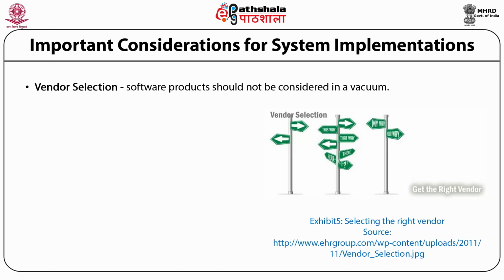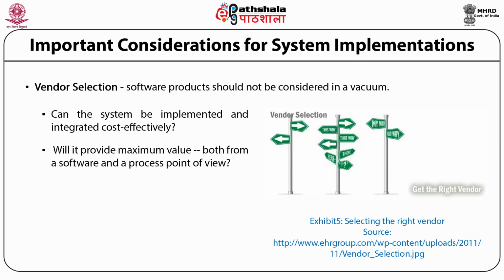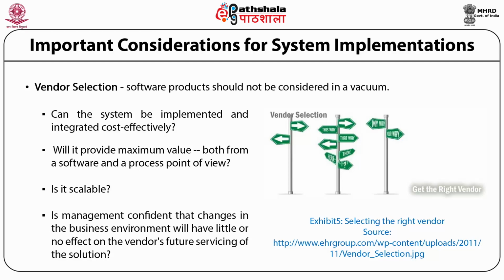Vendor selection. Software products should not be considered in a vacuum because companies need to weigh the implications of the various options that they have. Can the system be implemented and integrated effectively? Will it provide maximum value for the software and the process? Is the system really scalable? Is the management confident that changes in the business environment will have little or no effect on the vendor's future servicing of the solution? So once a prospective buyer has narrowed the choice to the best solution, a consultant can help the company compare alternatives and negotiate the most favorable terms with the suited solution provider.